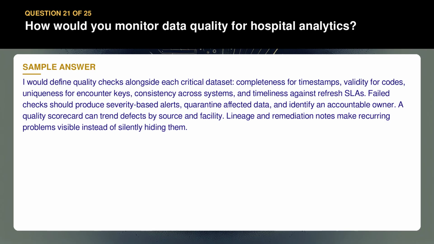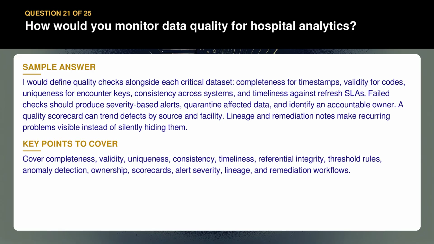Failed checks should produce severity-based alerts, quarantine affected data, and identify an accountable owner. A quality scorecard can trend defects by source and facility. Lineage and remediation notes make recurring problems visible instead of silently hiding them. Cover completeness, validity, uniqueness, consistency, timeliness, referential integrity, threshold rules, anomaly detection, ownership, scorecards, alert severity, lineage, and remediation workflows.